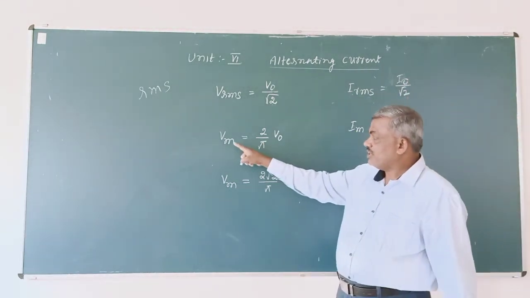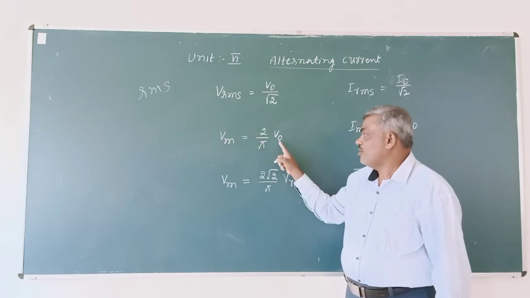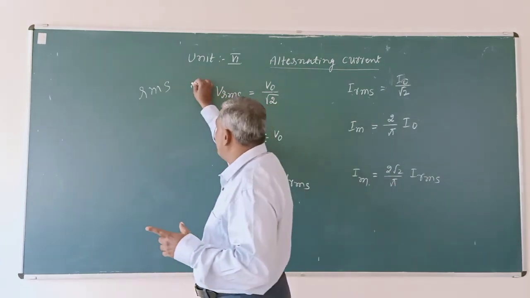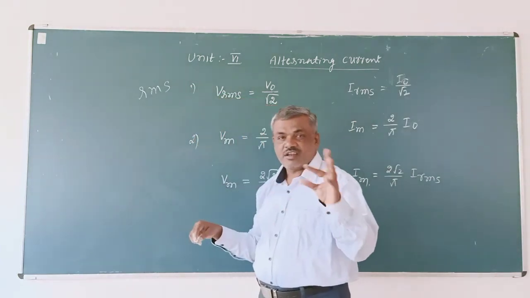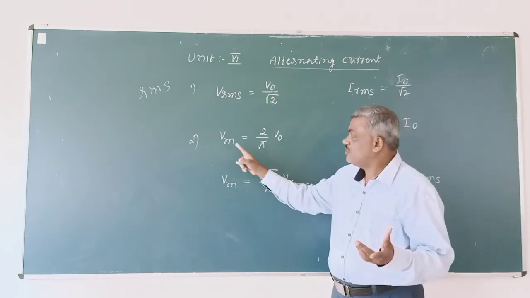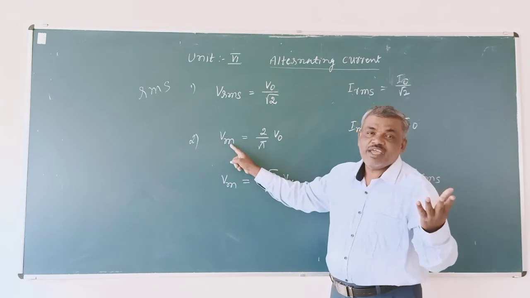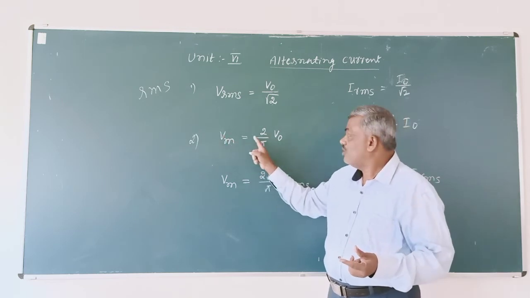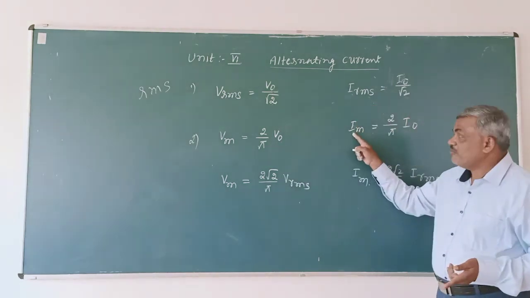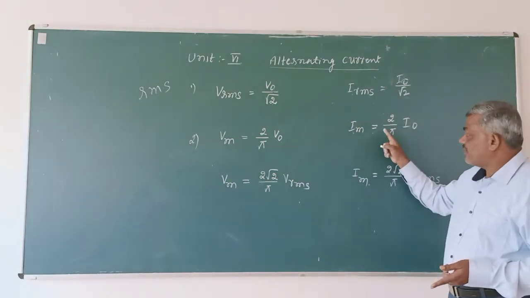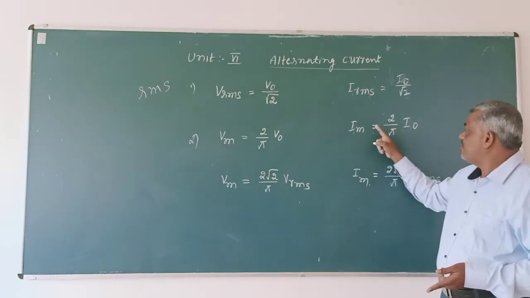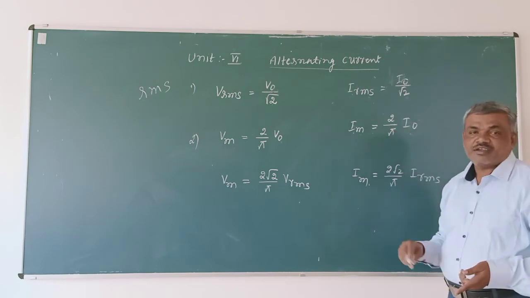The second one: write the relation between mean and peak value of alternating voltage. Vm, the mean or average, equals 2 by pi V naught. And for current, write the relation between mean and peak value of alternating current: Im equal to 2 by pi I naught.